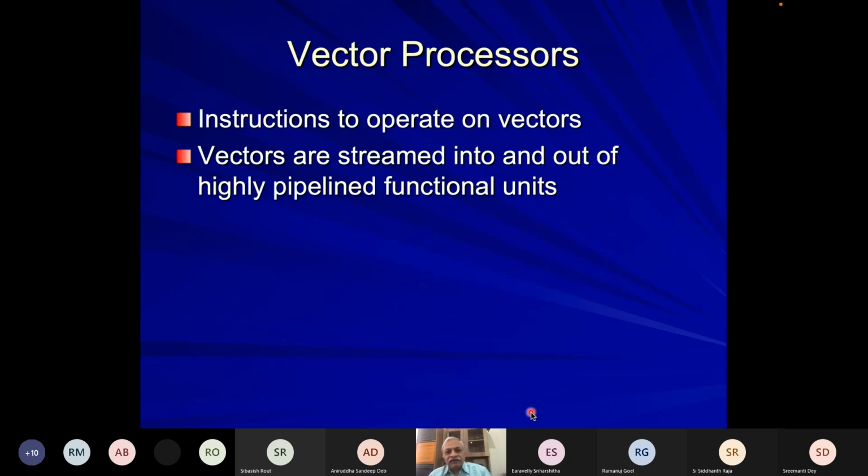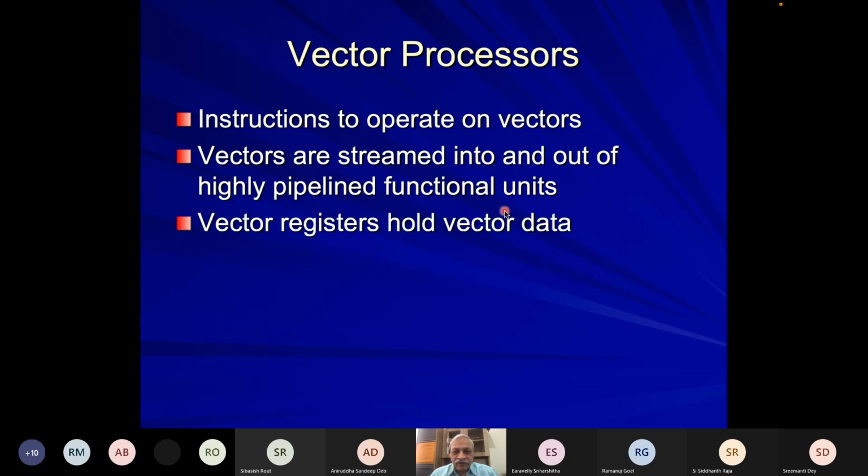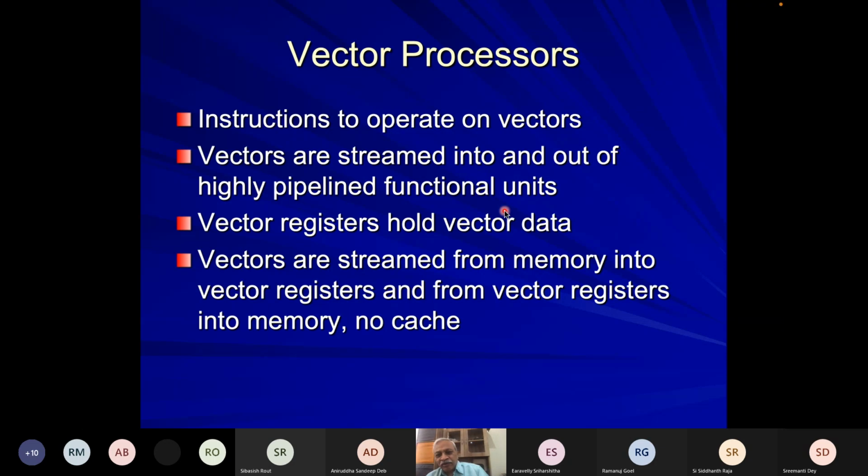Vector processors, as I mentioned, operate on vectors. One single instruction would say you add two vectors or subtract two vectors, and the vectors are streamed into highly pipelined function units. Vector registers hold vector data. Vectors are streamed from memory into vector registers and from vector registers to memory, and there's no cache. So the interconnection between memory and these vector registers has to have high throughput.